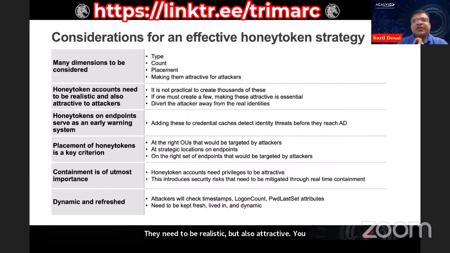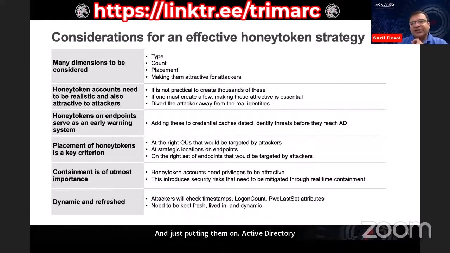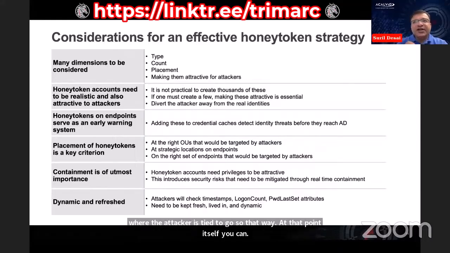And just putting them on Active Directory itself is also not sufficient because, as we discussed earlier, the attacker can get to the endpoint and access credentials from the caches. So it is recommended to put the deceptions on the endpoint in the credential caches where the attacker is trying to go. That way, at that point itself, you can give them the traps or the lures, and if they use them, then you can detect.